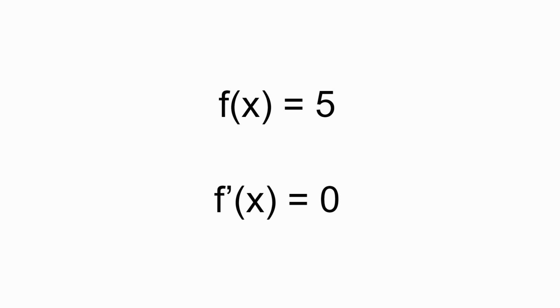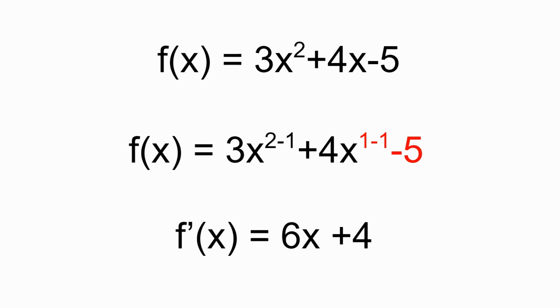Lastly, for c, if there is no x, the derivative of that number will always equal 0. So for an example, f of x equals 5, but when you look for the derivative of that, it will always equal 0. So now let's try it all together. f of x equals 3x squared plus 4x minus 5. So 3x squared will become 6x, 4x will become 4, and negative 5 will become 0, leaving your answer to be f prime of x equals 6x plus 4.